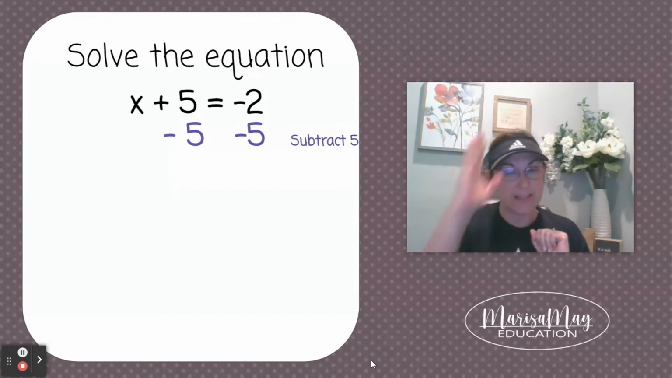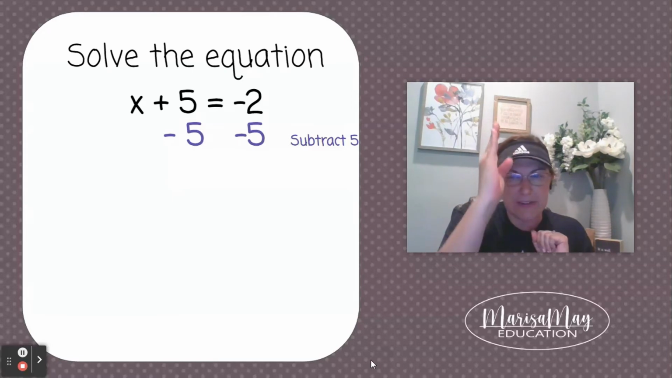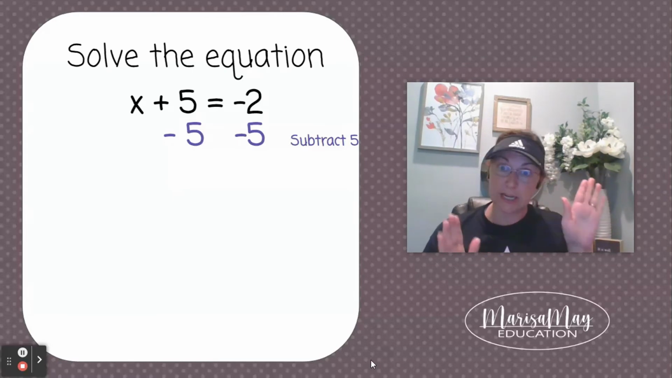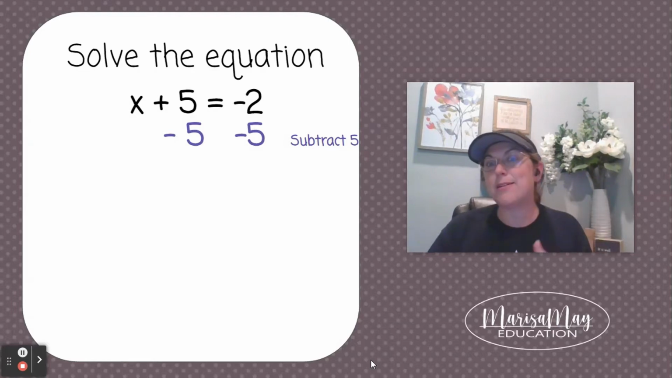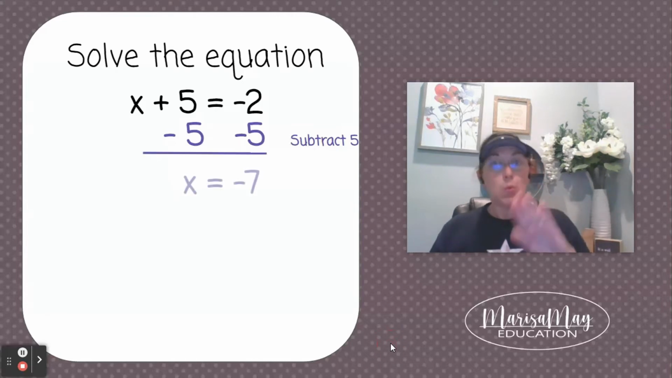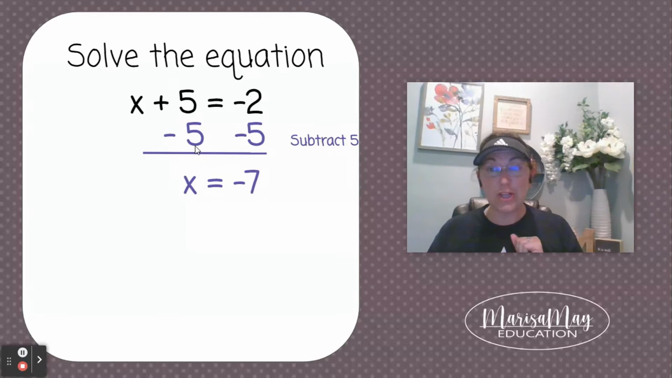Think of that equal sign as being the dividing line, okay? So I got to do it on both sides. You've probably heard the phrase that says, whatever you do to one side of the equation, you got to do to the other side. And it's true. Now let's see what happens. When we do that, plus 5 minus 5 cancels each other out. We get that x equals negative 7.